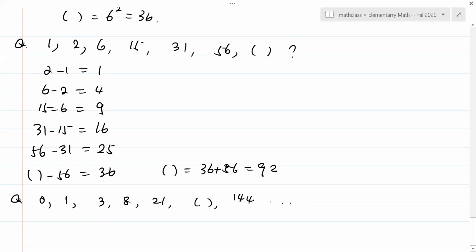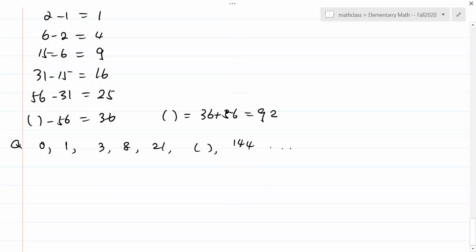okay? But this one is really difficult to figure out. If you take the difference, you probably don't get that. So the idea is how do you get to the next one? I'll briefly talk about it. This 3 is actually going to be 3 times 1 minus 0.